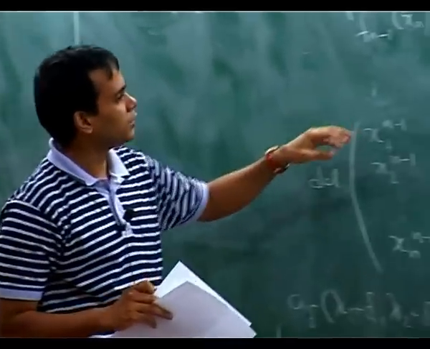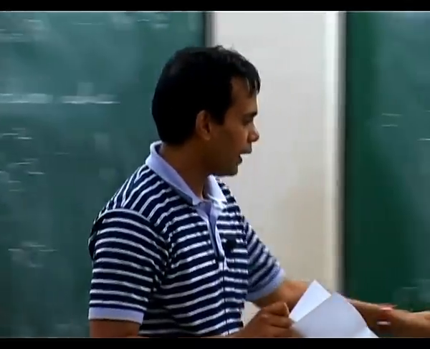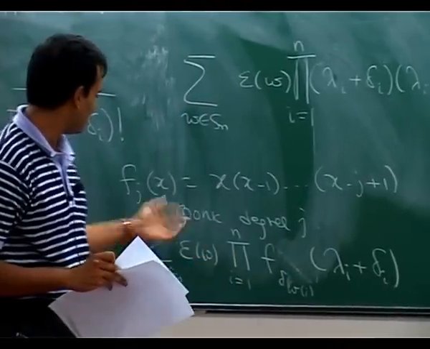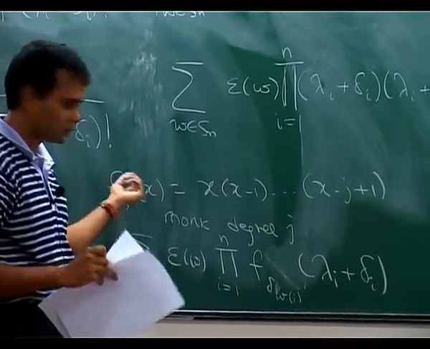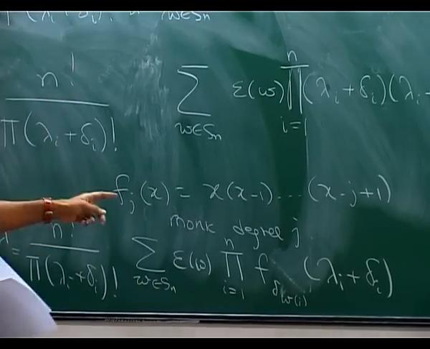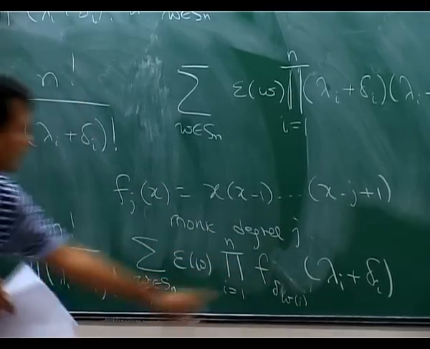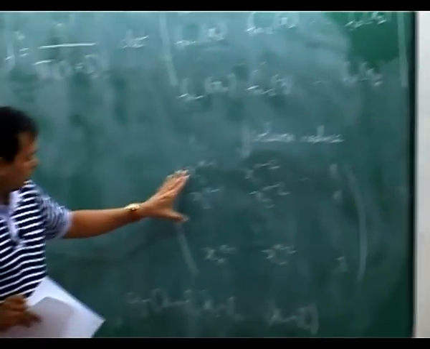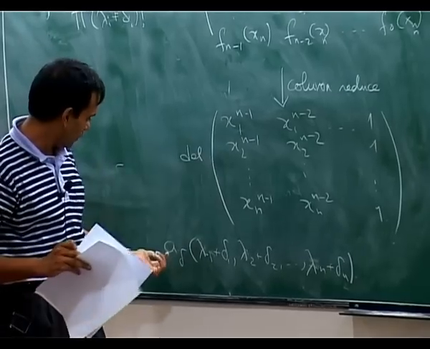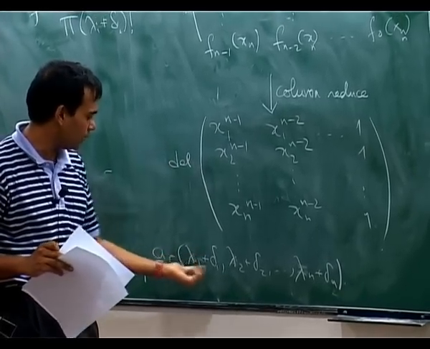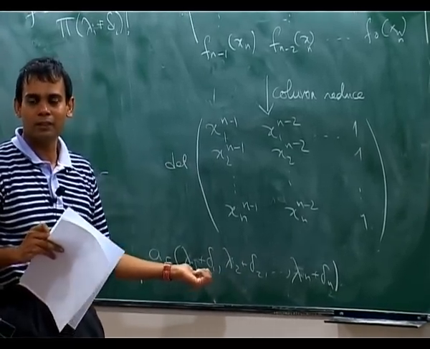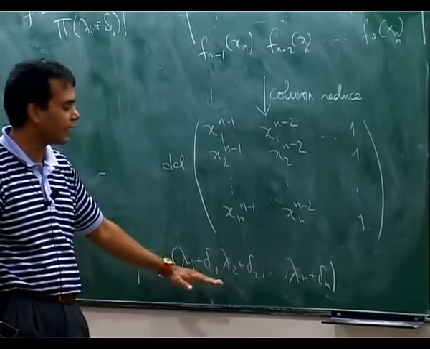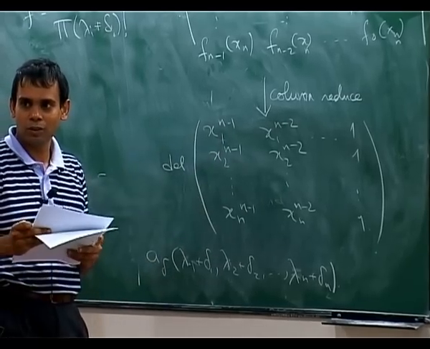No, I need to substitute here. What I did was I had f of this thing, lambda I plus delta I. It's just psychologically easier to think of it as a polynomial in x. So I need to substitute for xi lambda I plus delta I. With the x's, it would just be the Vandermonde determinant, but I'm substituting in the Vandermonde determinant lambda 1 plus delta 1, lambda 2 plus delta 2. And that's exactly what the Frobenius dimension formula said.